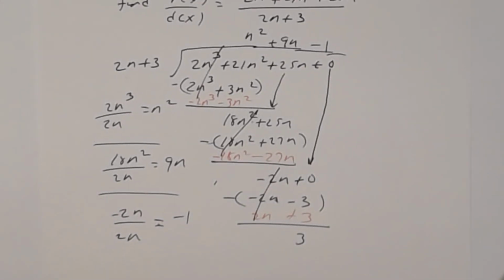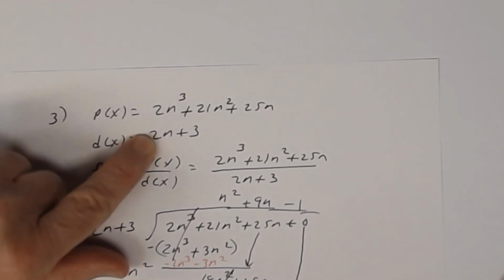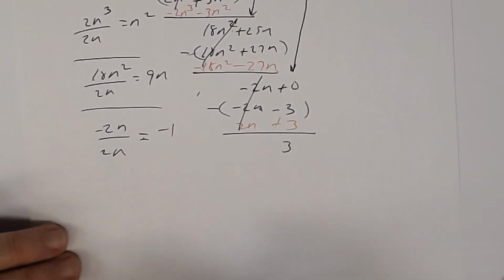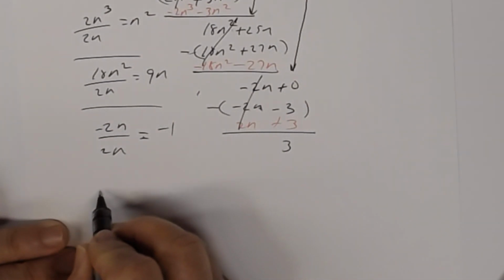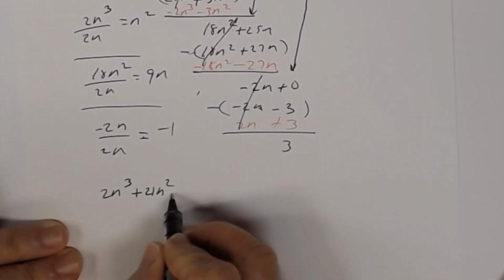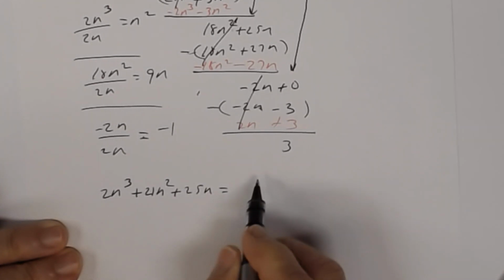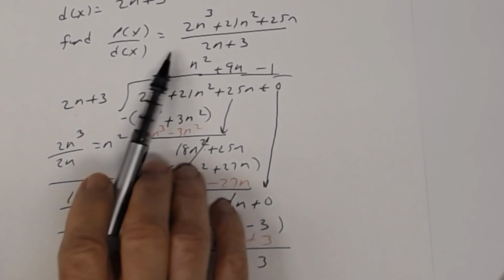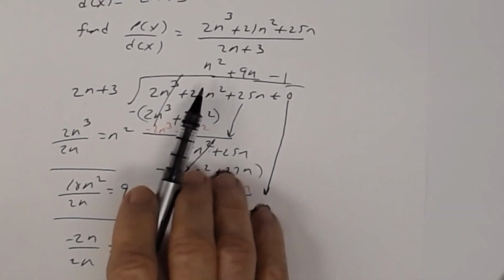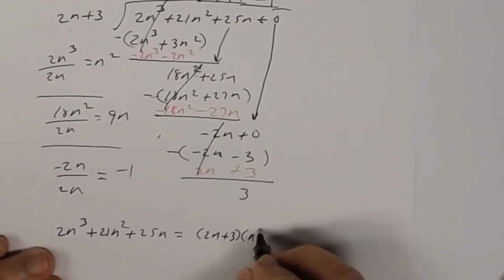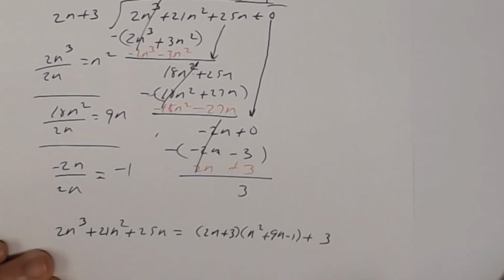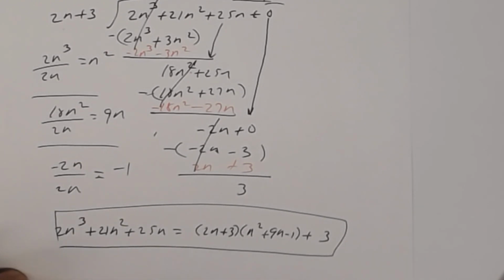So my dividend here, this is your dividend, this is your divisor, this is your quotient, and this is your remainder. Okay, so you're going to say the dividend, which is 2n cubed plus 21n squared plus 25n, is going to be the divisor, which is 2n plus 3 in parentheses, times the quotient, which is this trinomial, n squared plus 9n minus 1, plus the remainder. And you're done. That's the answer. Okay, and that's all you do.